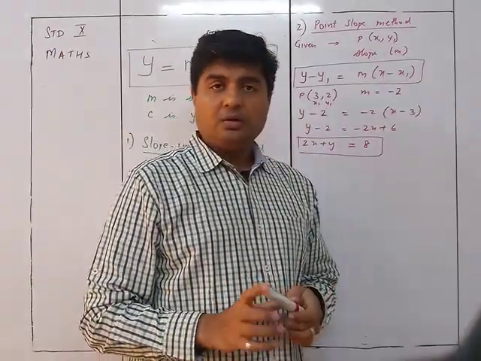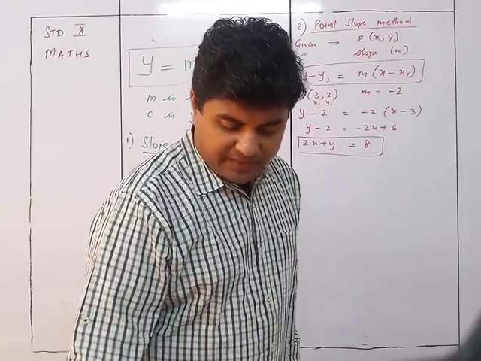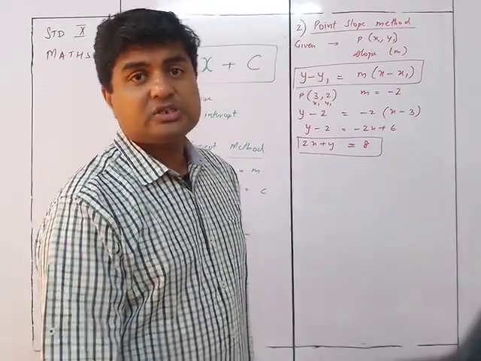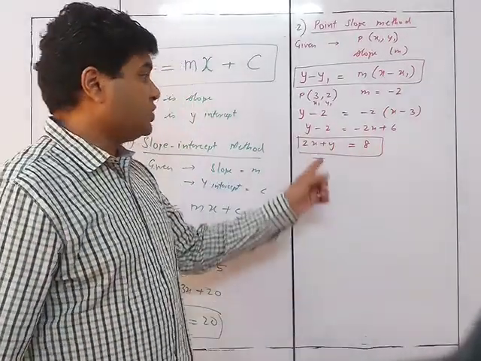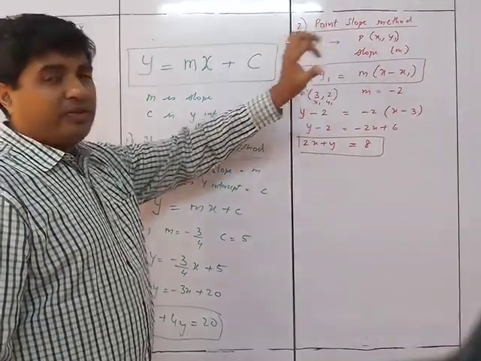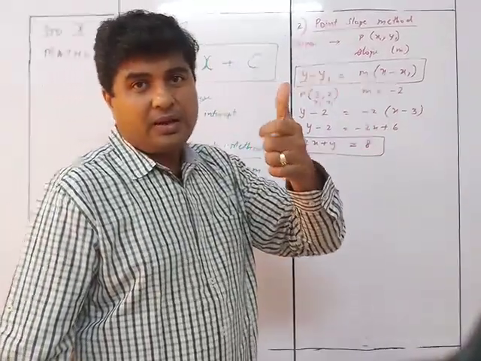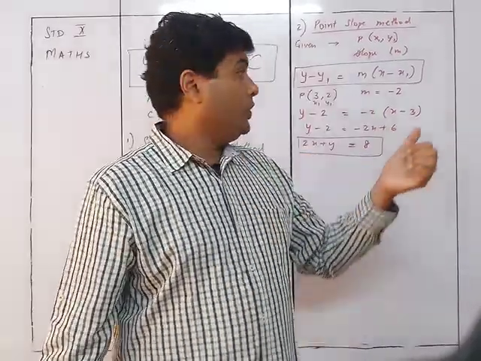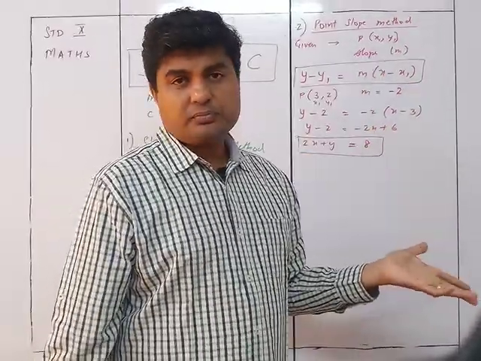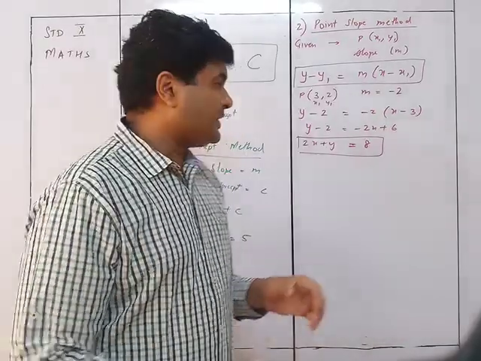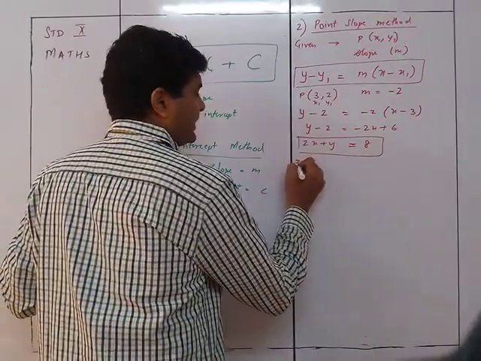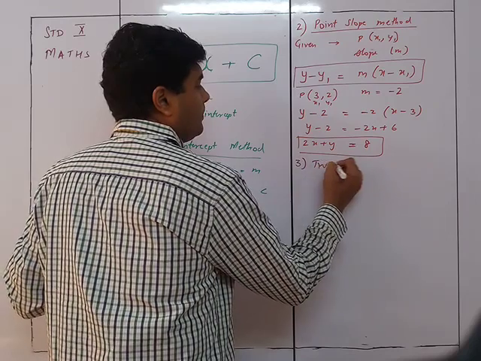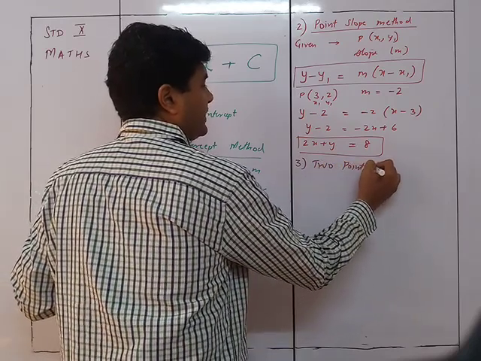Easy, right? So the next method was the point-slope method. In the point-slope method, what is required is a point and the slope. If you know the slope and you know the point, you can use this method. The third method is the two-point method.